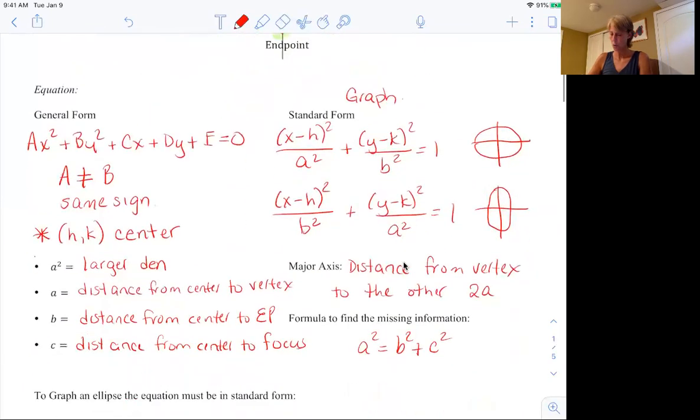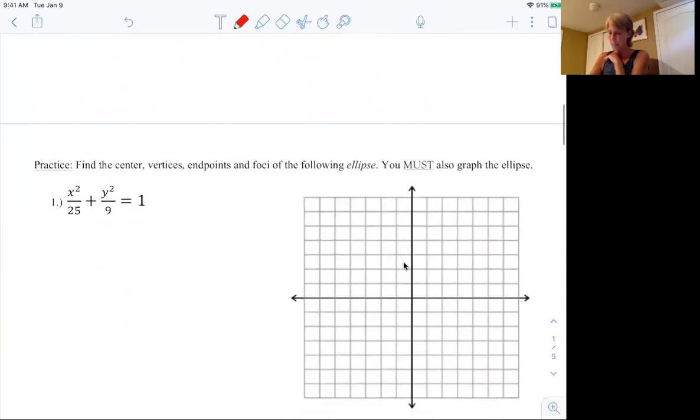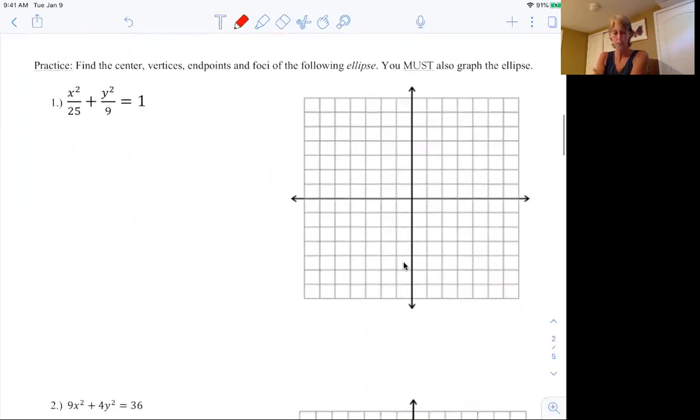I'm just trying to give everything on one page, then we're going to work through an example. To graph an ellipse, the equation must be in standard form. What that means is it's got to be equal to 1. So you have to have a 1 on the other side. There are different ways we'll get there depending on the type of problem, so that's all I'm going to say for now. Now let's look at some practice questions.